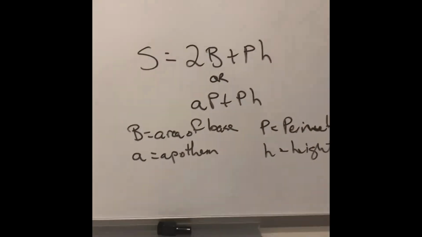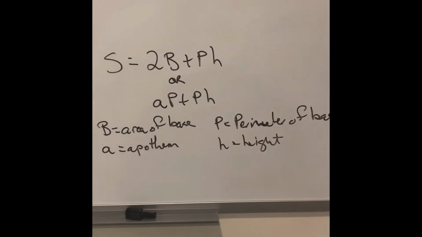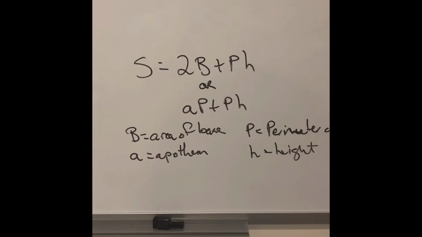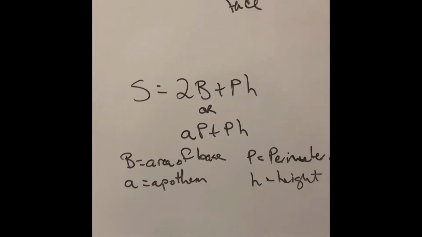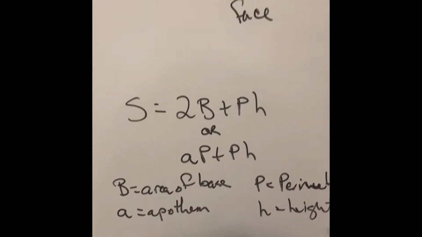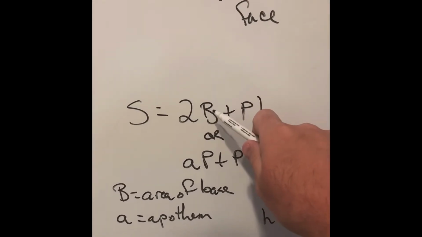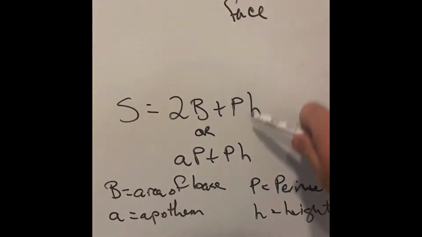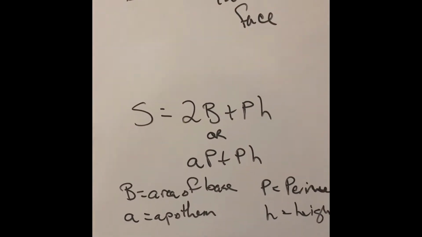Now, here is your equation for surface area of a prism. That's 2 times the area of the base. The reason it's 2 times the area of the base is we have two bases, right? Plus the perimeter of the base times whatever the height of the figure is.